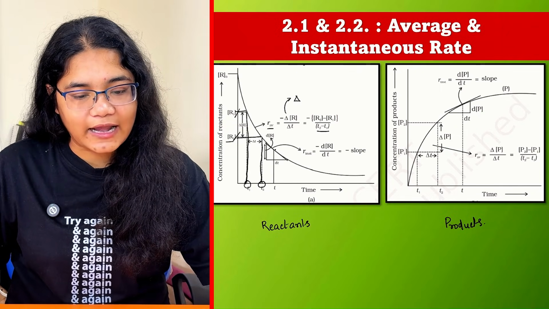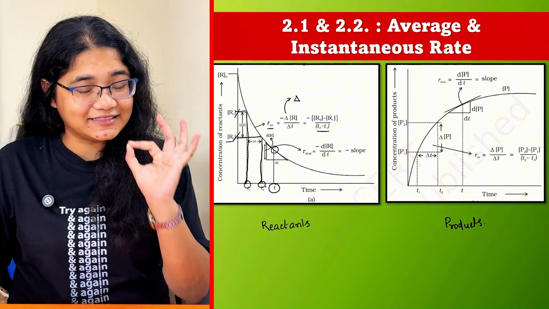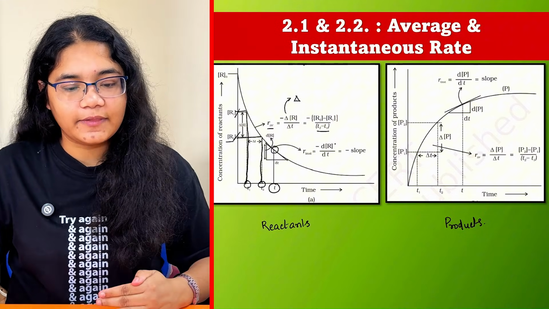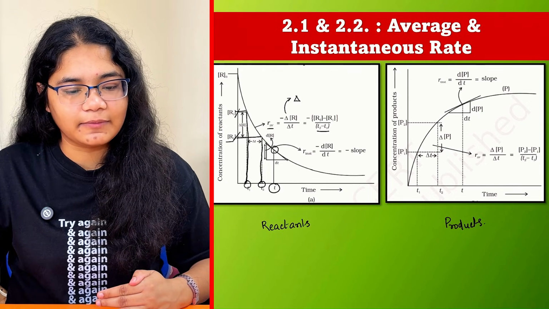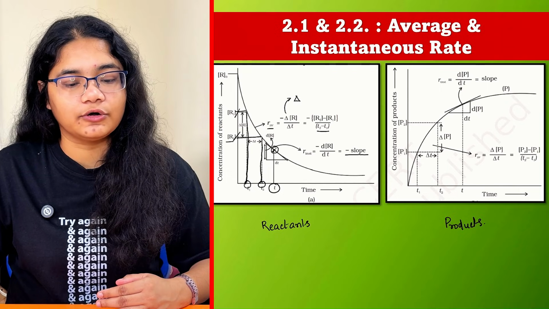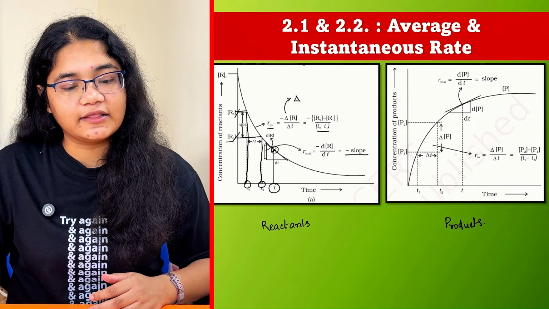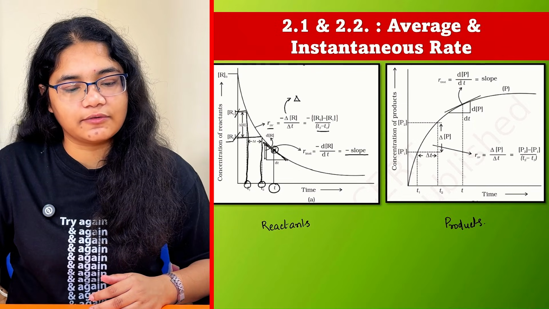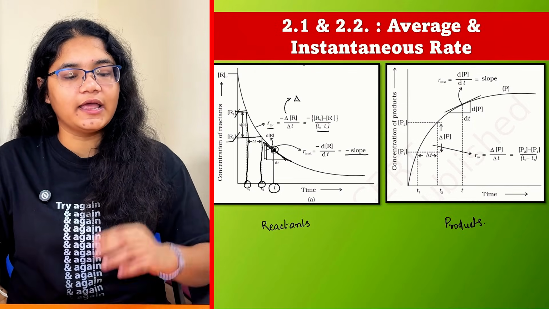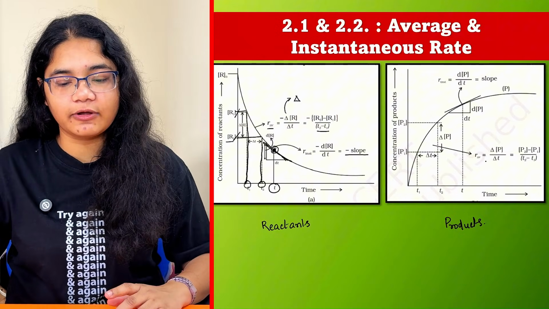Now if I want to calculate the rate at one particular instant T, then it is minus dR by dt. So for example, at this point the concentration is R, then minus dR by dt is equal to the slope of the tangent. So how will you calculate the instantaneous rate? By taking the slope at this tangent. You have to draw a tangent at that particular time point, and then calculate its slope.